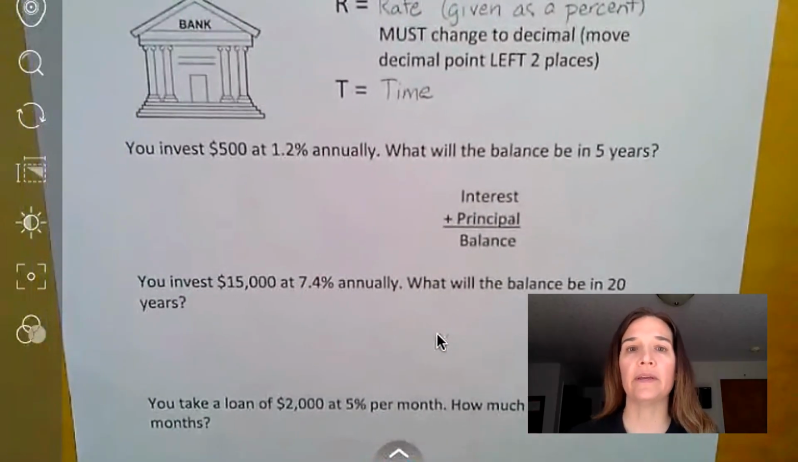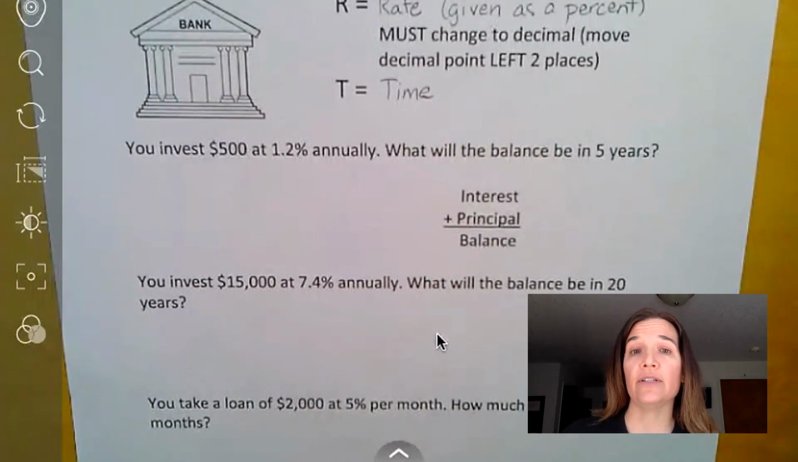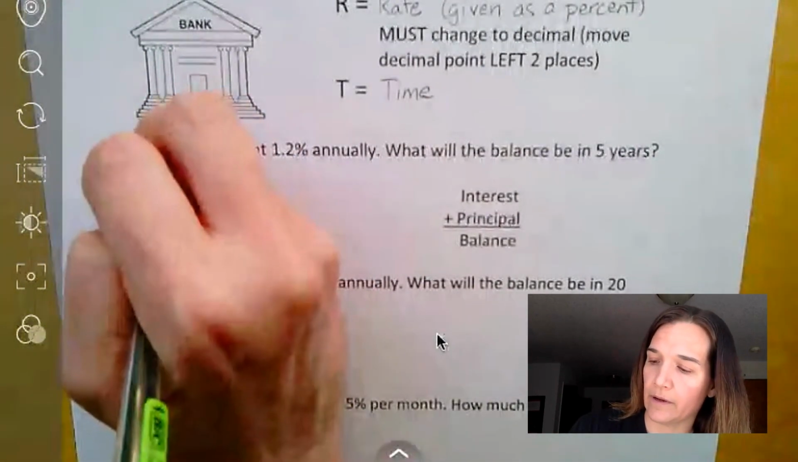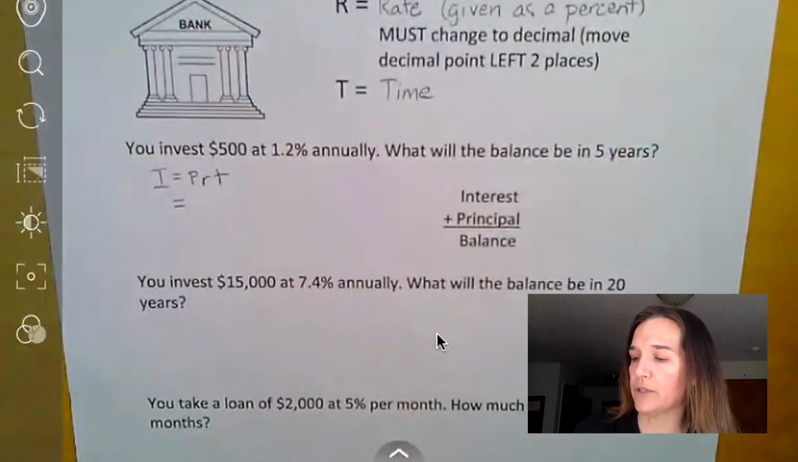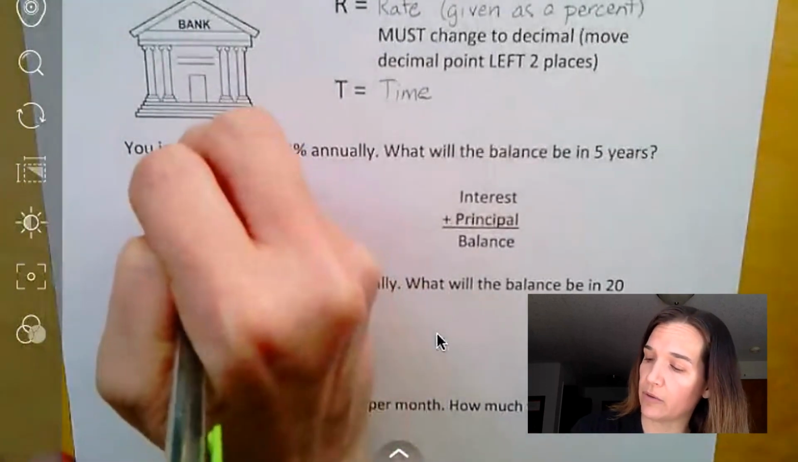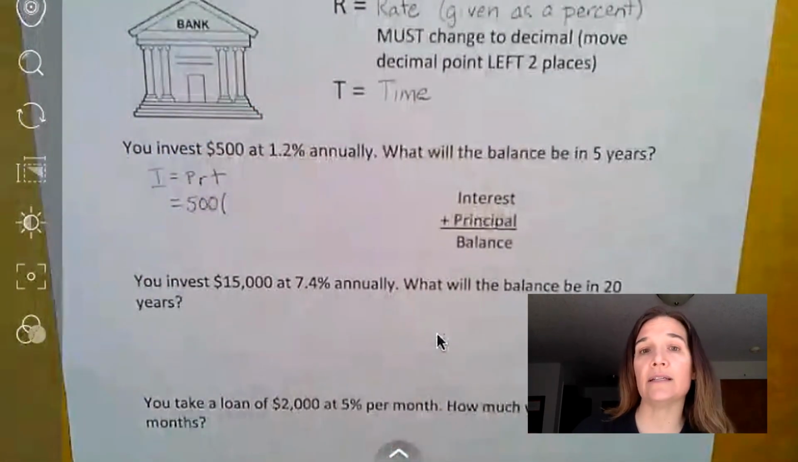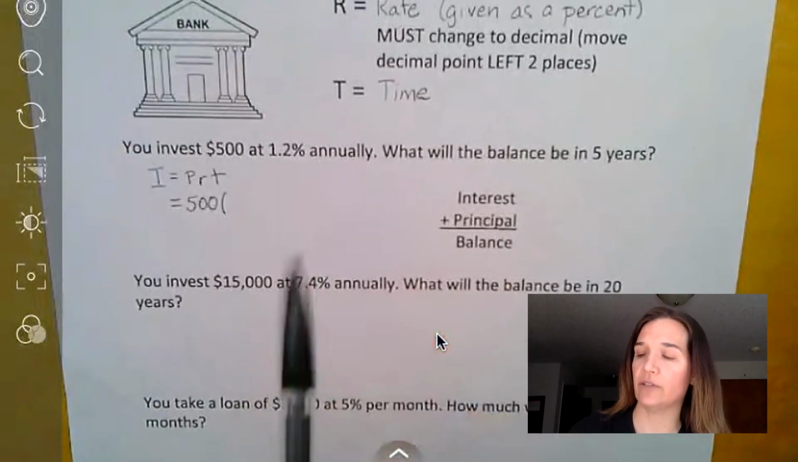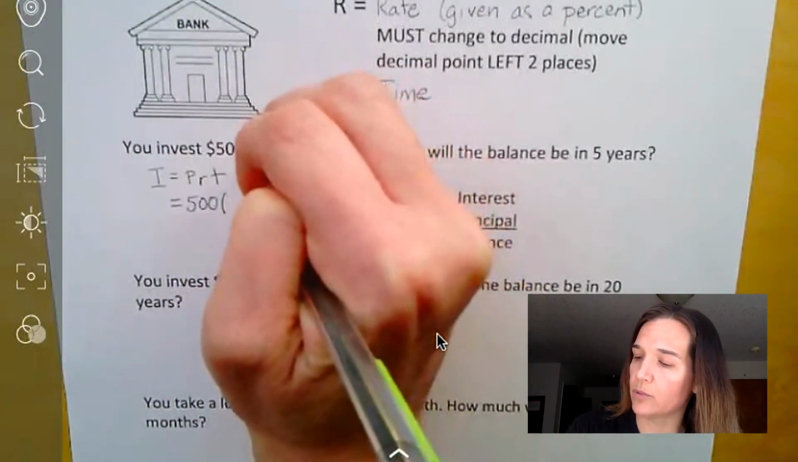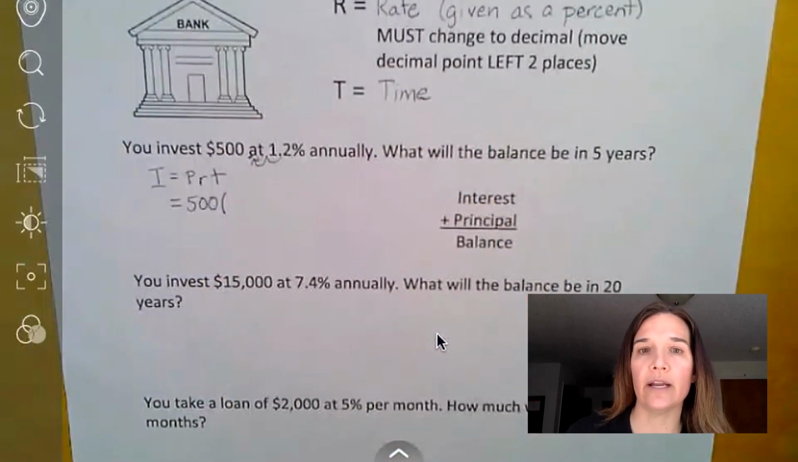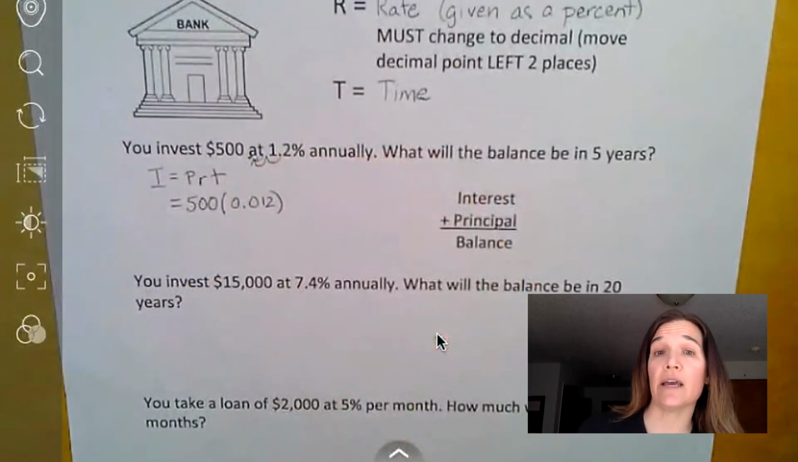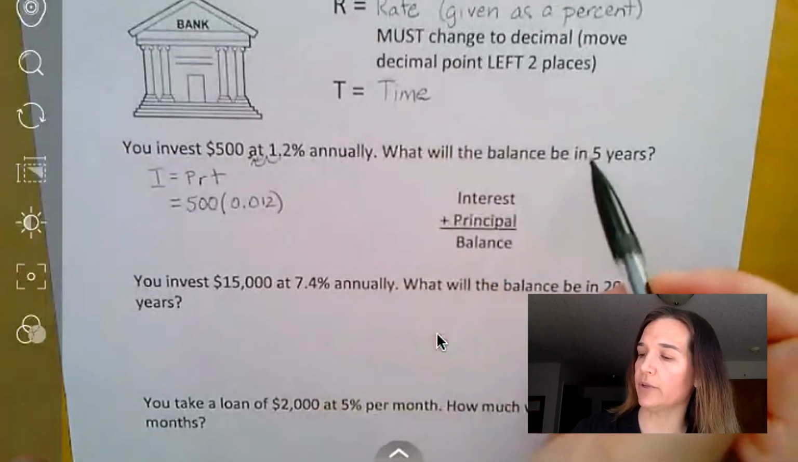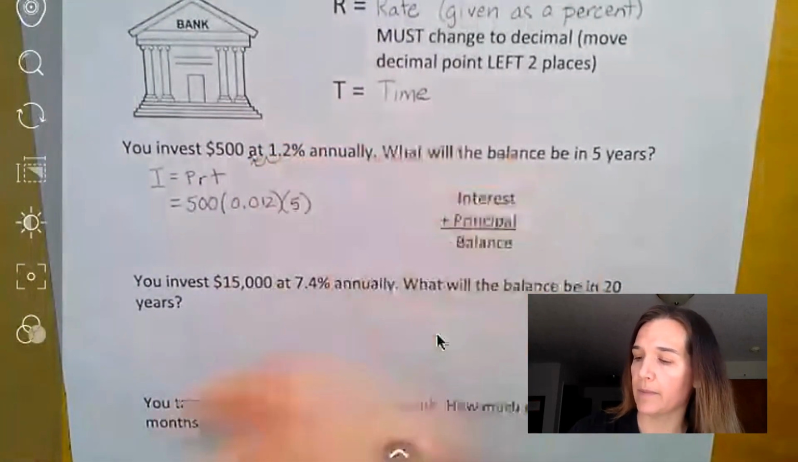So if we look at our first problem, you invest $500 at 1.2% annually. What will be the balance in 5 years? We're going to start with our formula. Interest equals principal times rate times time. And we'll put the numbers in that we know. So principal, we put 500 in. That's our starting amount. Our rate, it's the percent, 1.2%, but we have to change it by moving the decimal point back 2 places and throw in a 0 if there are any empty spots. So that's going to give us 0.012. And then in this case, the time is 5 years, and we're checking annually, so we end up checking 5 different times. And there it is.